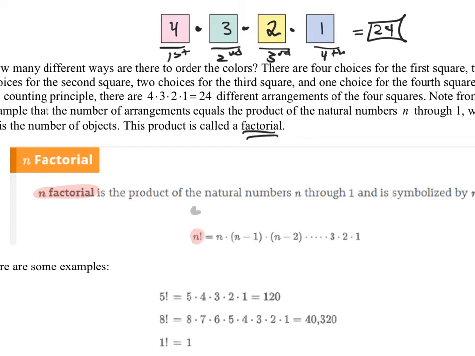Let me go to the pencil, 1 second. 4 factorial. Anytime you have n factorial or a number factorial, you start with that number, and then you multiply, decreasing each value by 1 all the way until you get to the number 1. So 5 factorial would be 5 times 4 times 3 times 2 times 1, 8 factorial, 8 on down, 1 factorial would just be the number 1 itself.